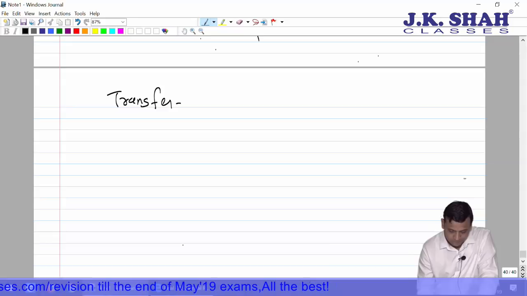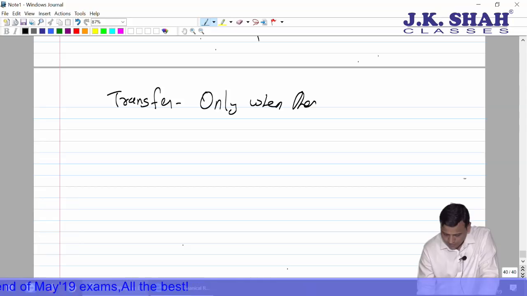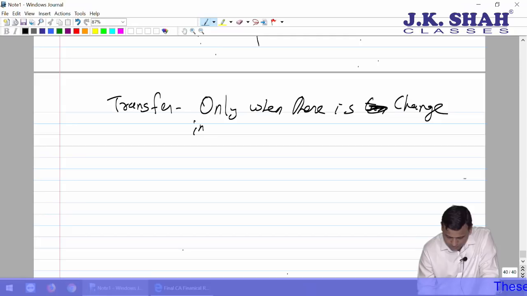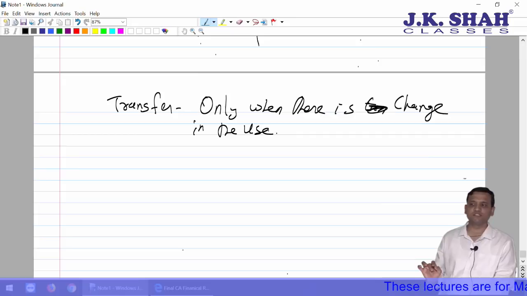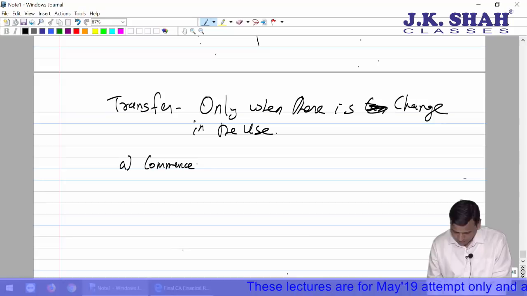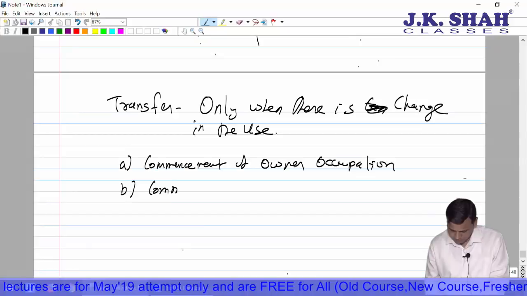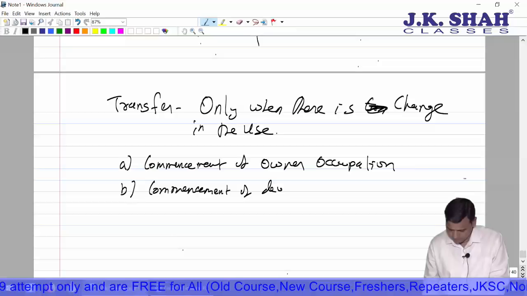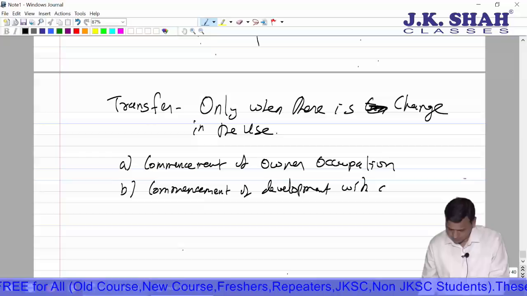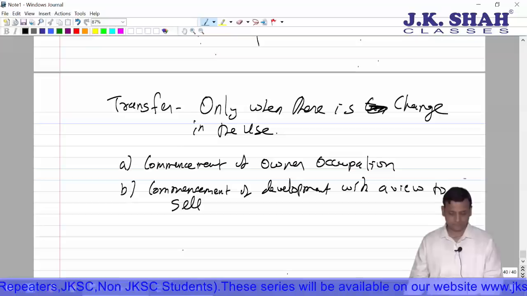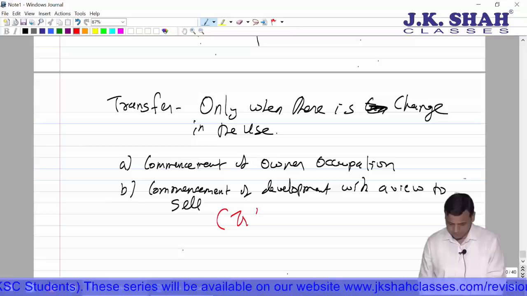Only when there is a change in the use, like commencement of owner occupation, commencement of development with a view to sell. Of course, one point, transfer will be at carrying amount.